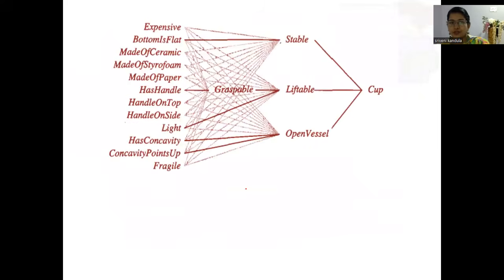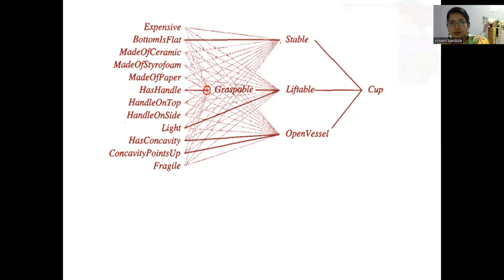So now, if you see here, you can see some solid lines and some very light lines. This is the first step. Under this first step, an object can be called a cup if it is stable, liftable, and an open vessel. The inputs to this hidden layer are from this particular input. Here we also have one more input layer whose output is given to the graspable, has handle, has a hidden layer.